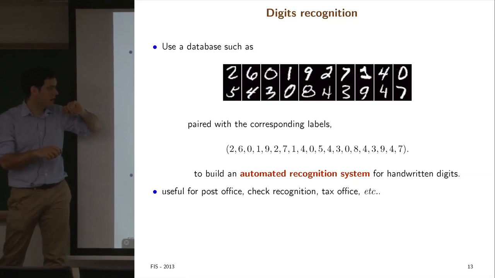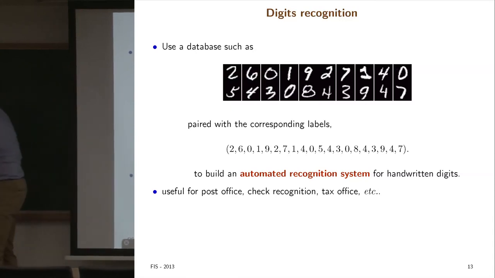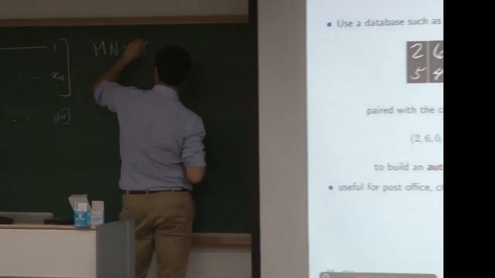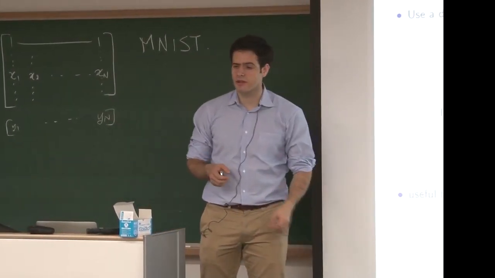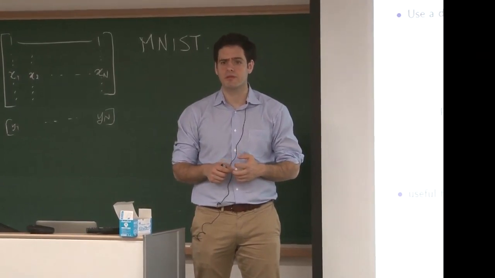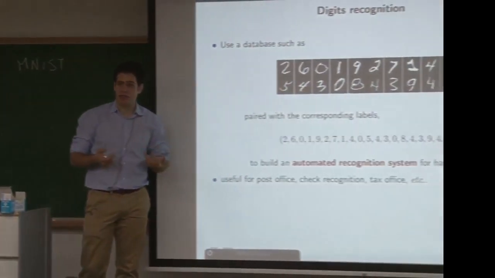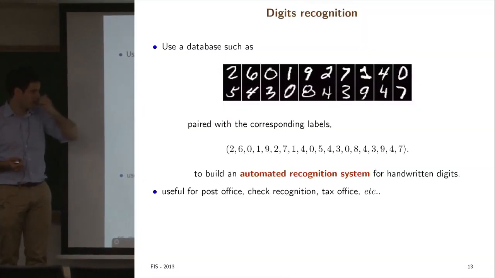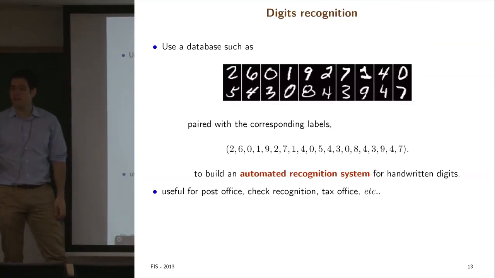Those labels here are taken from a database called the MNIST database. It's a very famous database. It has been around for almost 20 years now. It's a database of tens of thousands of handwritten digits. When you look at those, they're all fairly easy for us to guess.